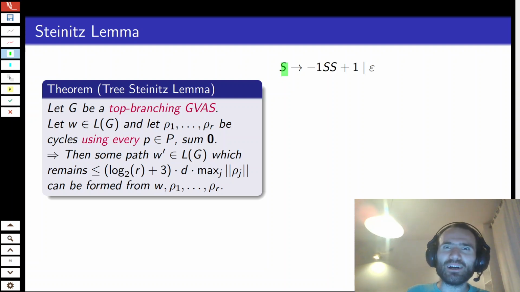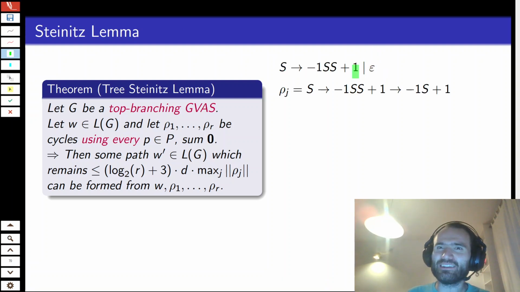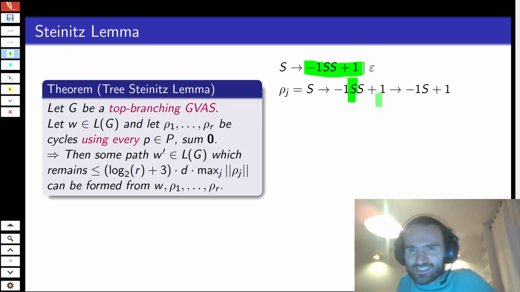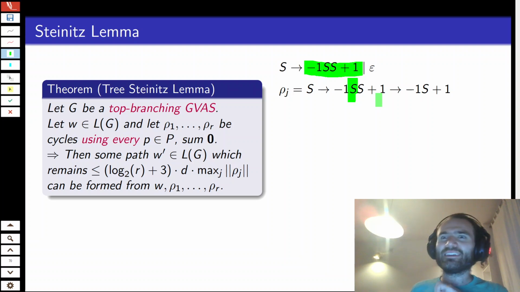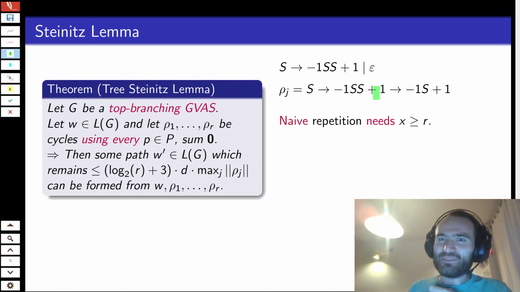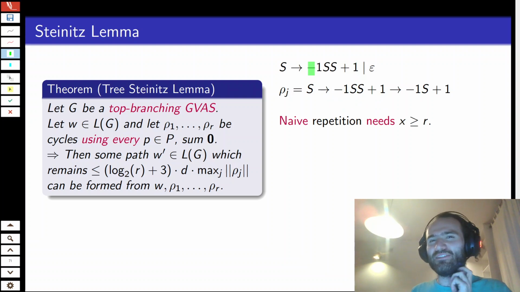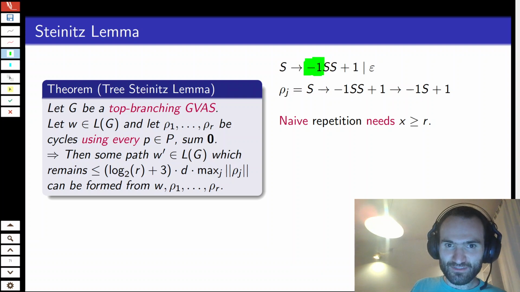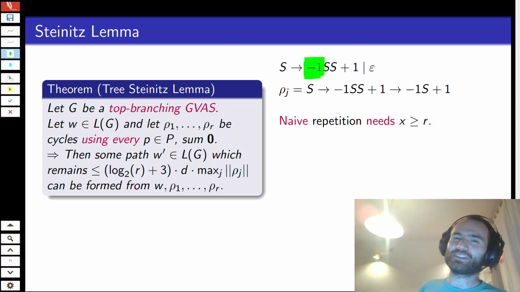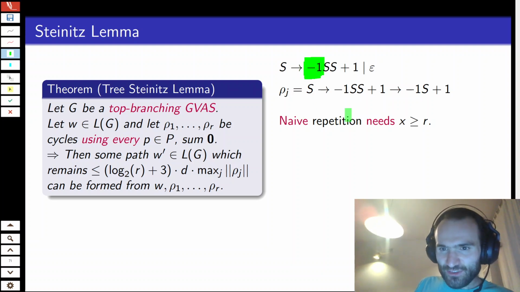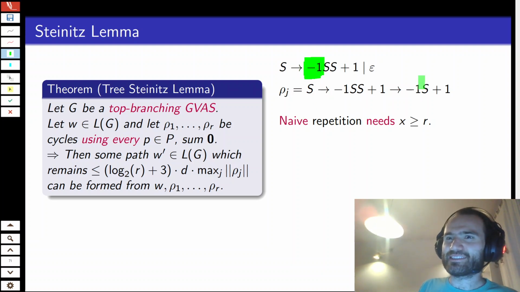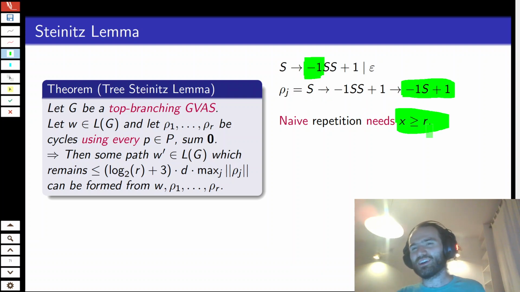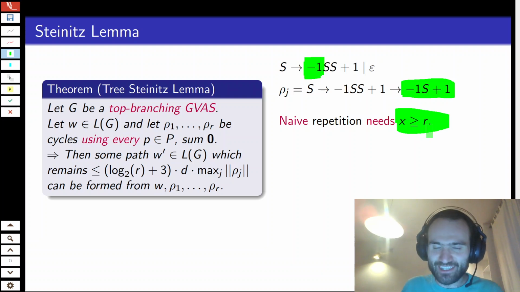So if you consider this grammar, and you consider the cycle that first takes this transition and then kills one of the s's, if you consider this cycle and you want to use it however many times, well, you are really not able to do this without at least logarithmic value in terms of your counter, because you will have a lot of -1 updates that are before the corresponding +1 update. In fact, if you do the naive repetition of the cycle, so you just use this cycle here r times, then of course you would need that the initial value of your counter is at least r, which is even worse than logarithmic.